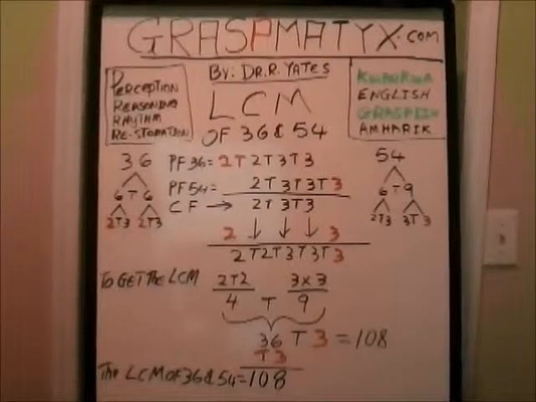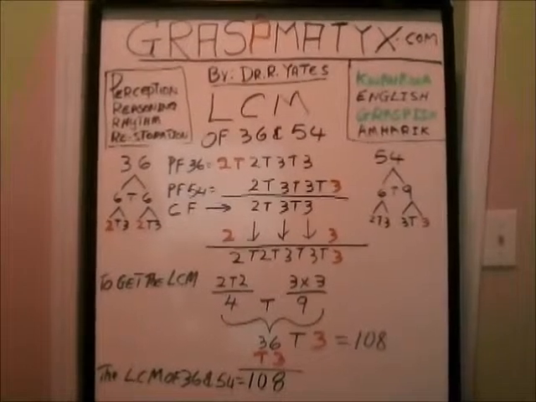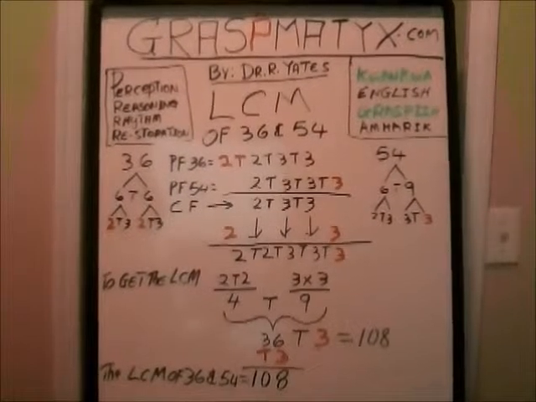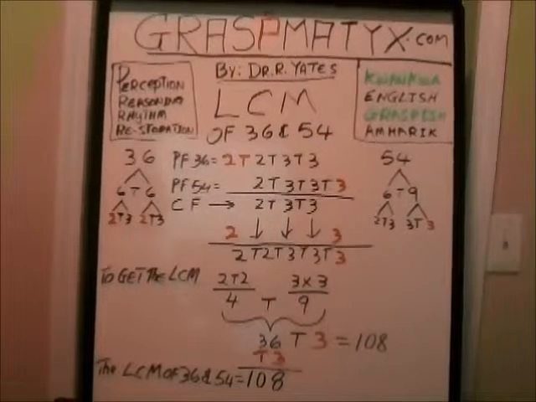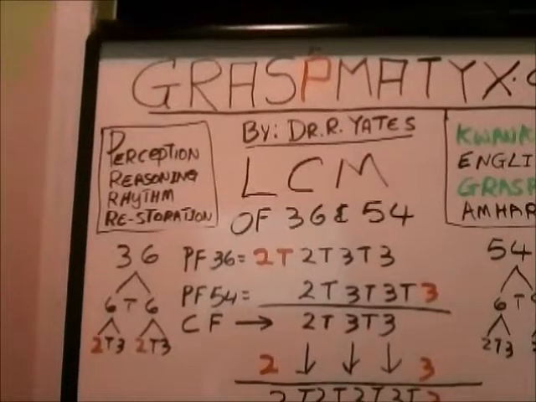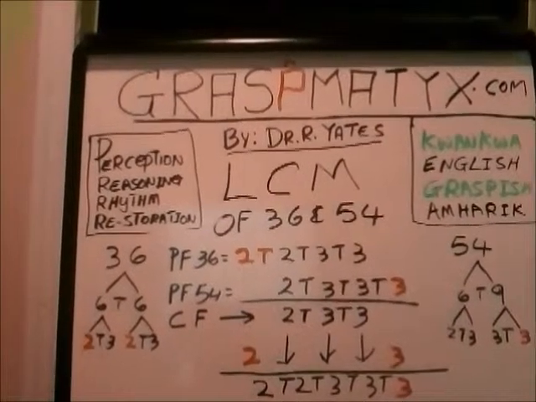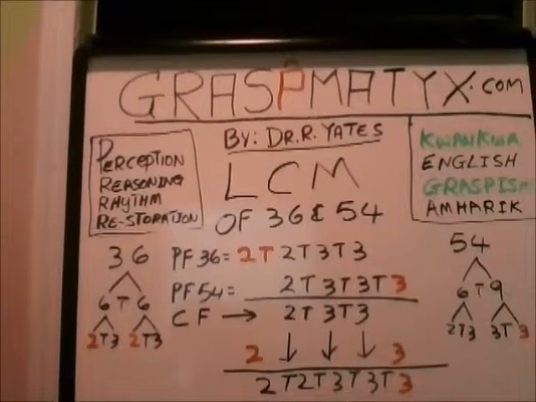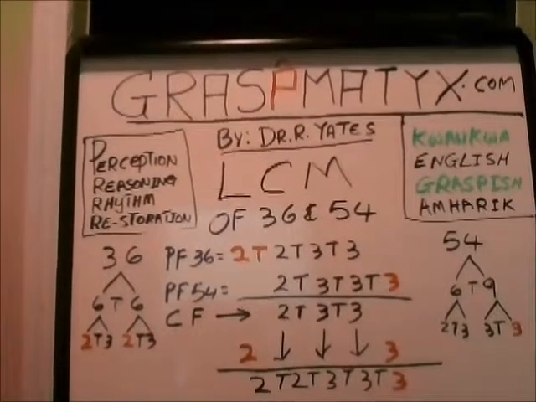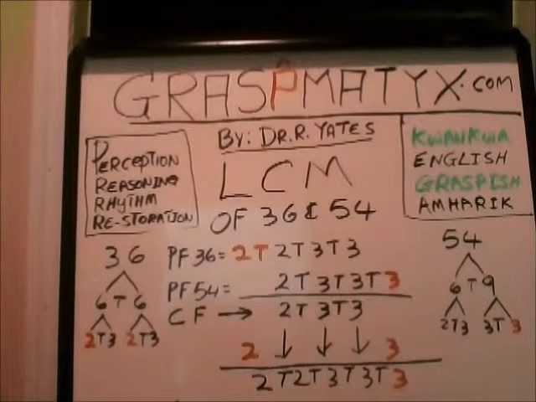LCM, least common multiple, when it comes to the numbers 3, 6, and 5, 4. Giving you a closer look at it on the board. Dr. Yates was saying that Grassmatics is based on the 4 principles: perception, reasoning, rhythm, and restoration.